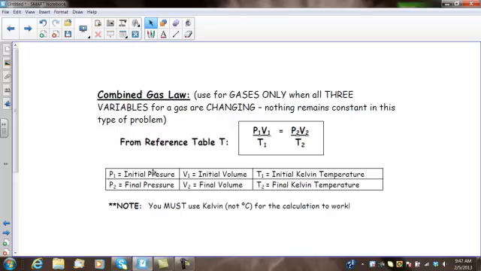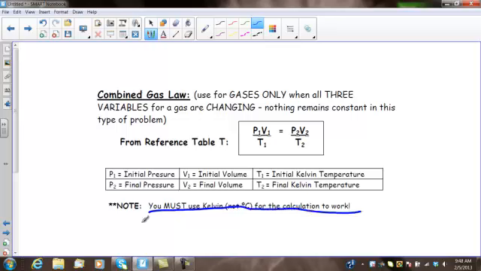P1 is your initial pressure, V1 is your initial volume, and T1 is your initial temperature, always in Kelvin. That's extremely important. A lot of times you will be given temperatures in Celsius, and you need to make sure that you use the formula Kelvin equals Celsius plus 273 to change your temperature to Kelvin prior to starting the problem. Your second set of conditions are what you're changing to: final pressure, final volume, and final temperature.